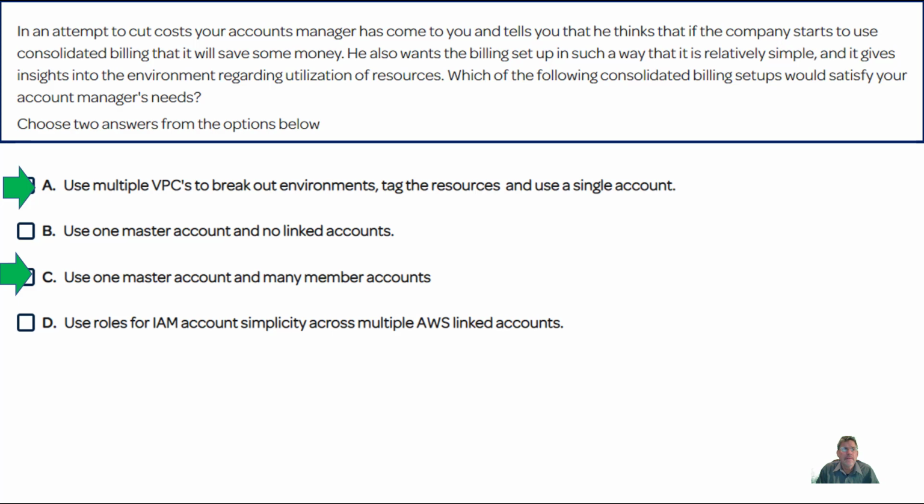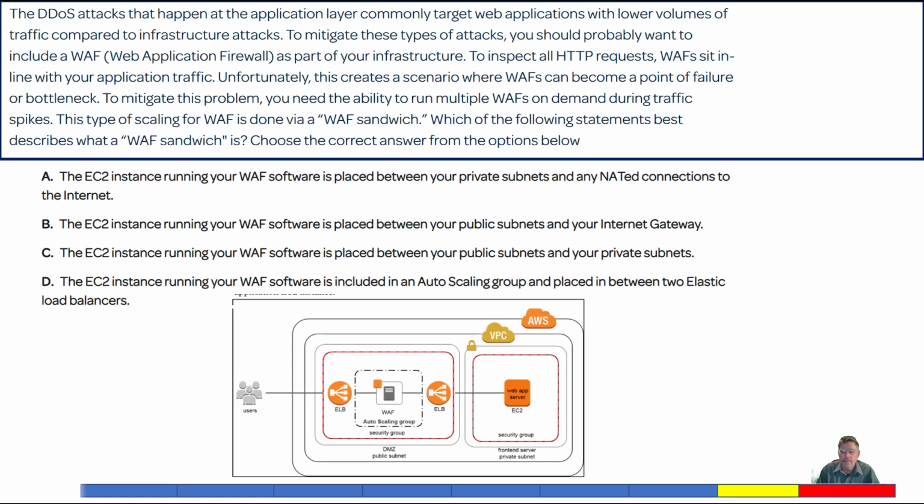All right. We'll do one more, and then we're going to break, and we'll pick it up after. A DDoS attack happens when an application layer commonly uses lower volumes of traffic. To mitigate these types, you should probably want to use a WAF to inspect the traffic. This creates a scenario where the WAF is the bottleneck. So we use something called a WAF sandwich. What is a WAF sandwich?